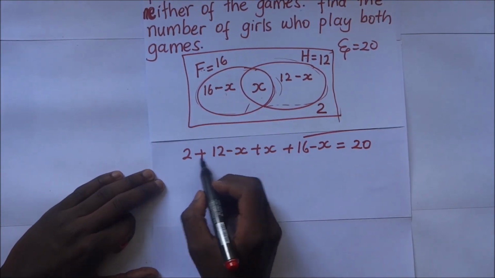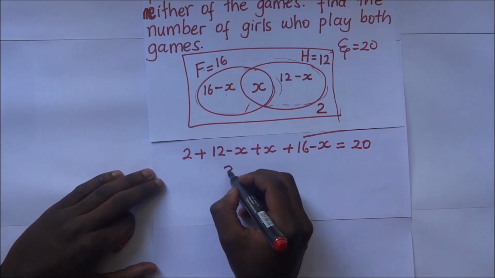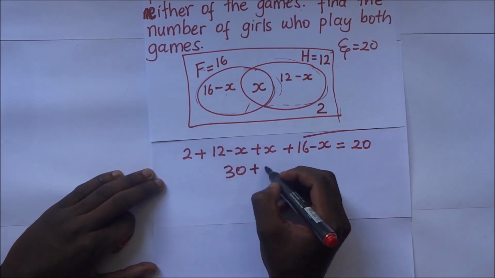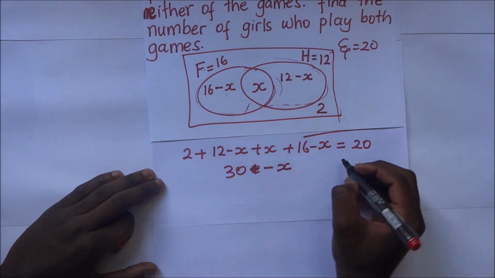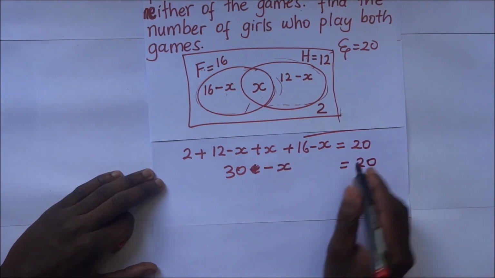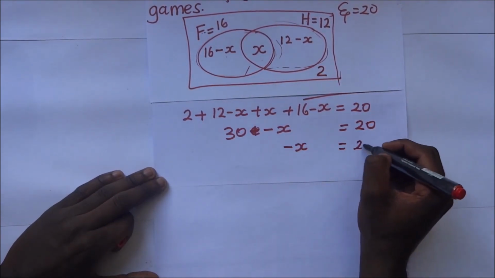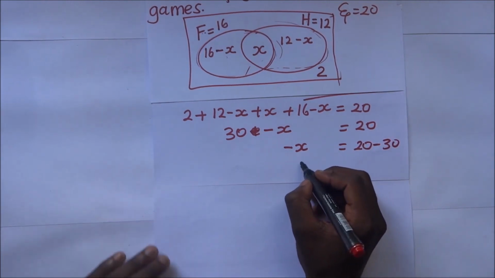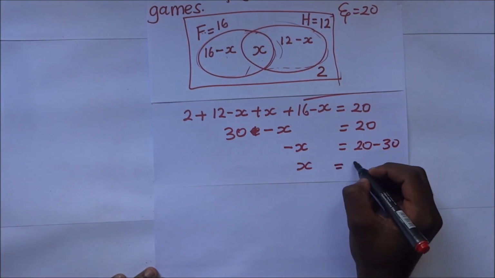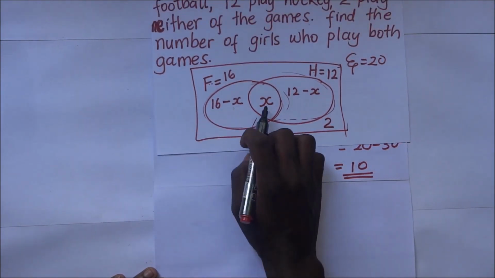So this is going to become 12 plus 2, and then 16, so this is going to be 30. 30 minus x is equal to 20. So you remain here with negative x giving you 20 minus 30. Of course, our value of x is going to become 10. So it means our value of x is 10.